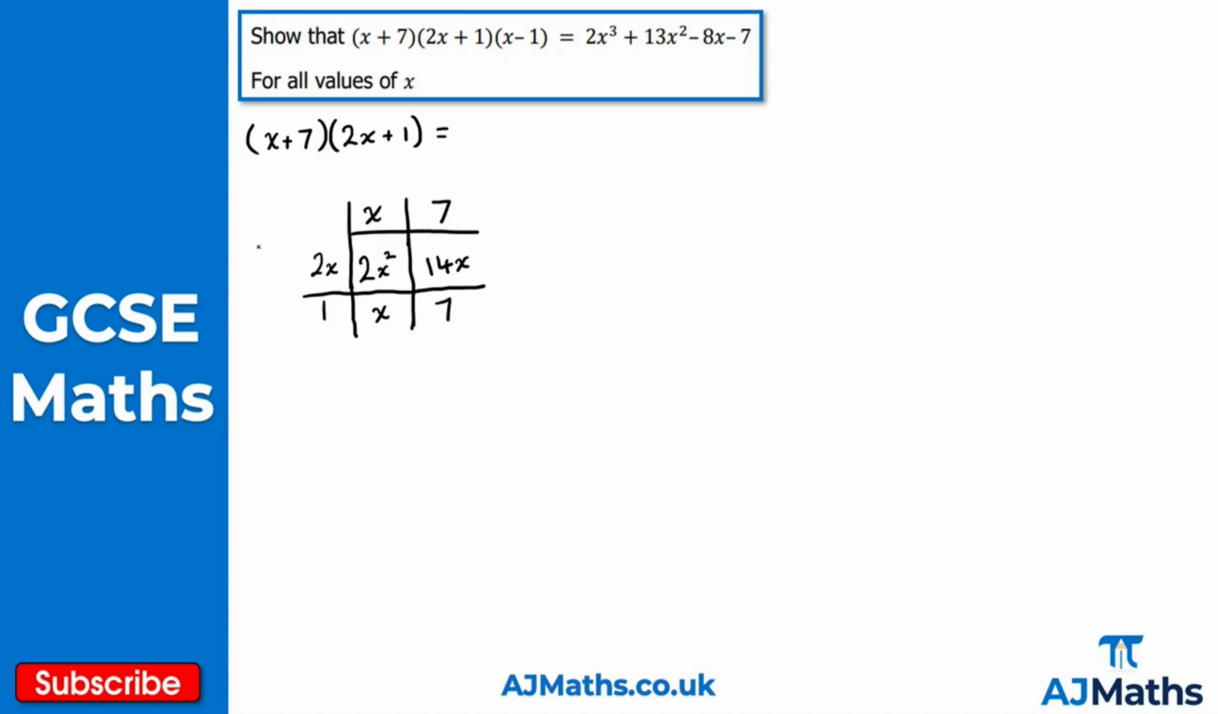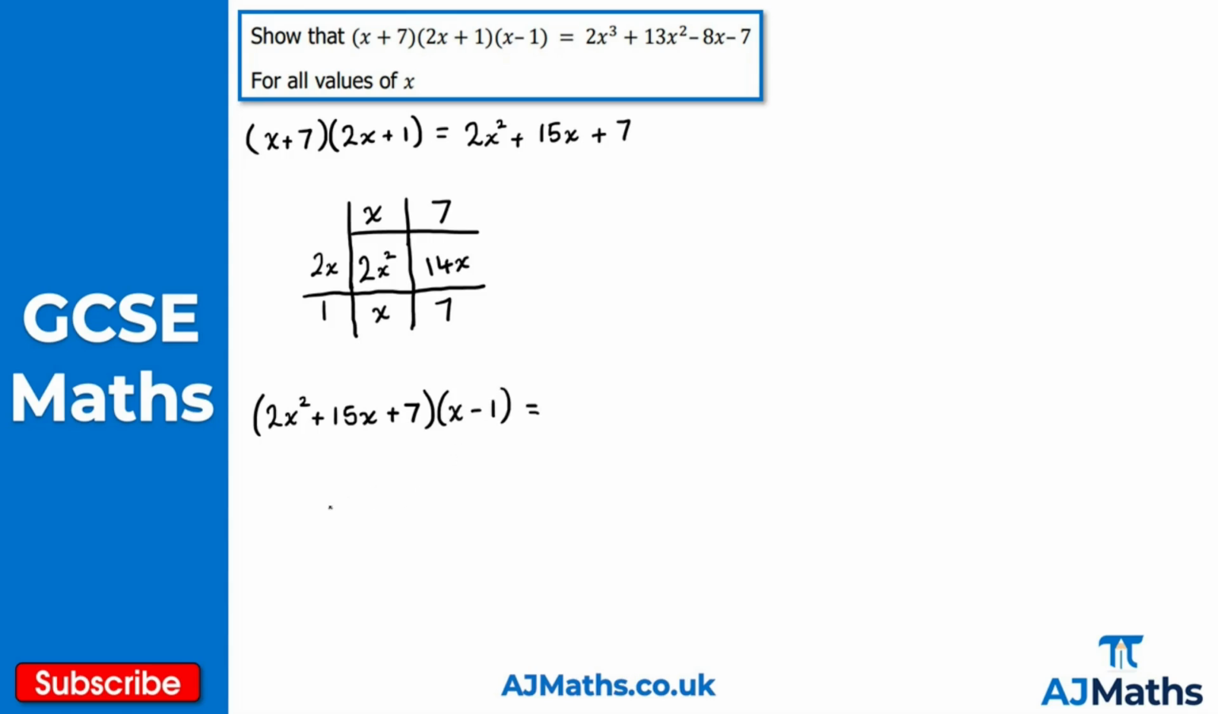So all we want to do now is simplify this here. So I'm going to get 2x squared. I've then got x plus 14x. That's going to be 15x. And then finally, we've got plus 7 here. Okay. So, like we've done for the previous three questions, now we take this quadratic here and multiply that with the last bracket. We've got 2x squared plus 15x plus 7. And multiplying that with our last bracket here, which is x minus 1.